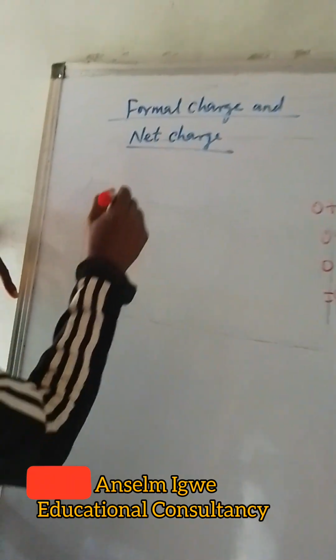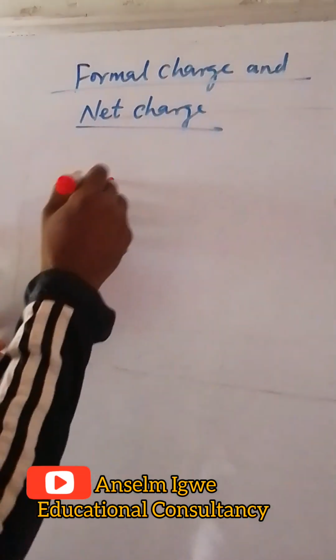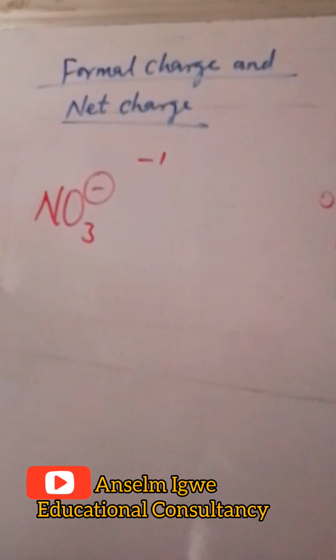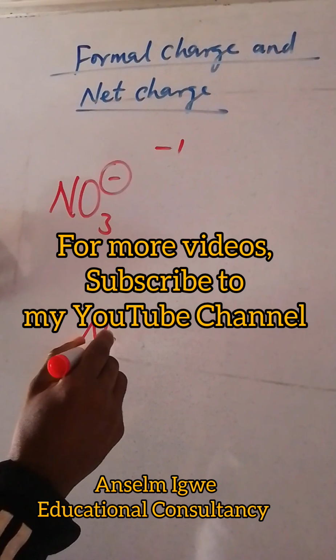Let's look at this. You can see that the net charge is -1. Let's check the molecule.